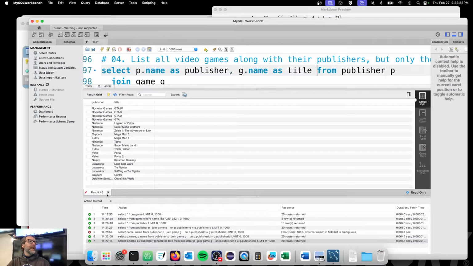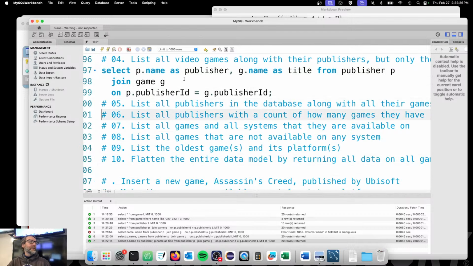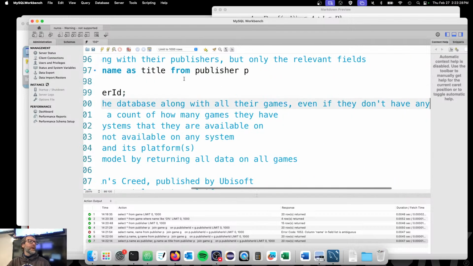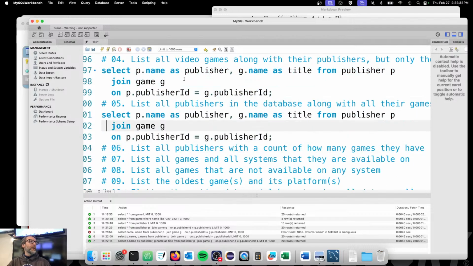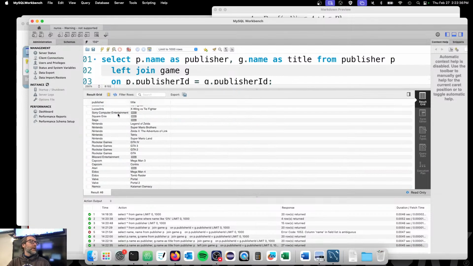I don't want to see this name, which one is which, especially if I don't know anything about the data. Along with their games, even if they don't have any, right? So that'll be a left join there, because that'll get me Sony, Sega, Square Enix with no games there, right?